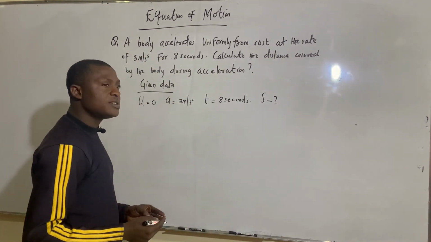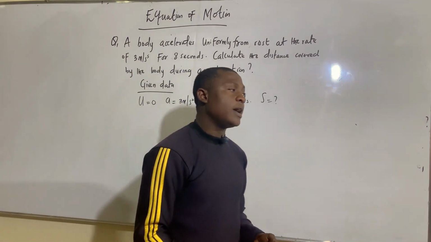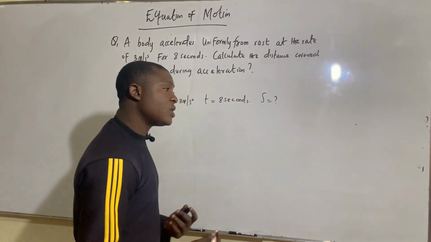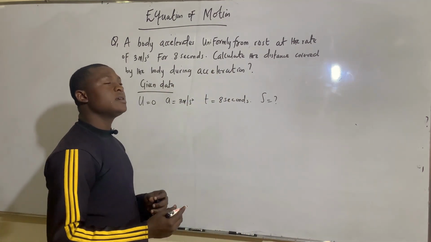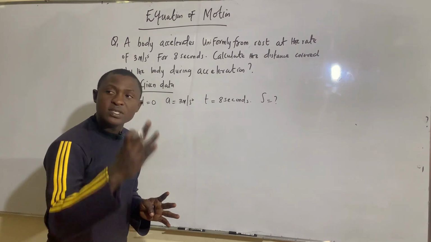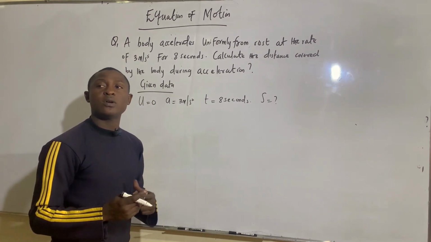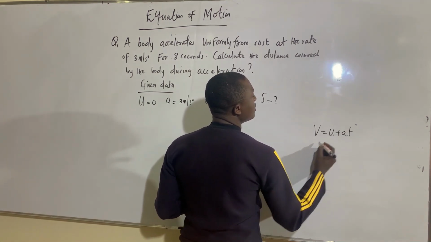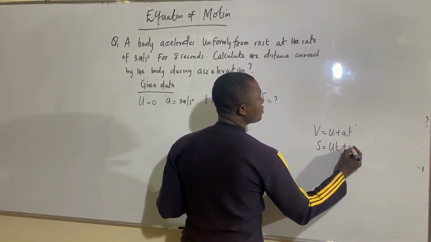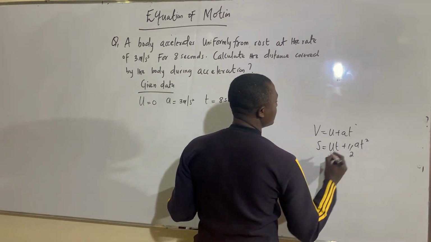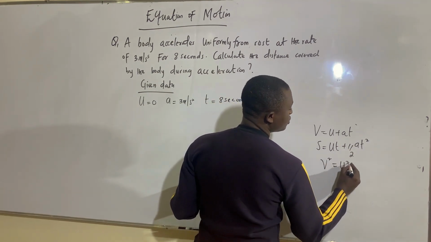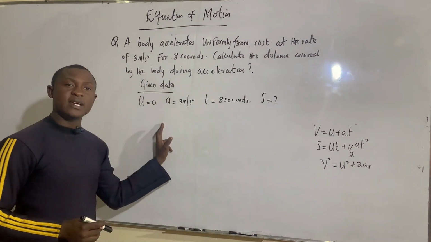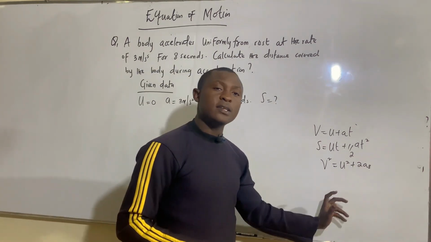So the first thing to know is which formula you are going to apply. Is it going to be the first one, or the second one, or the third one? The first thing I will advise you is to write out the three formulas that we have, so you know the one you are going to apply. The first one we derived: v is equal to u plus at. Another one: x is equal to ut plus 1 over 2 at squared. And another one: v squared is equal to u squared plus 2ax.